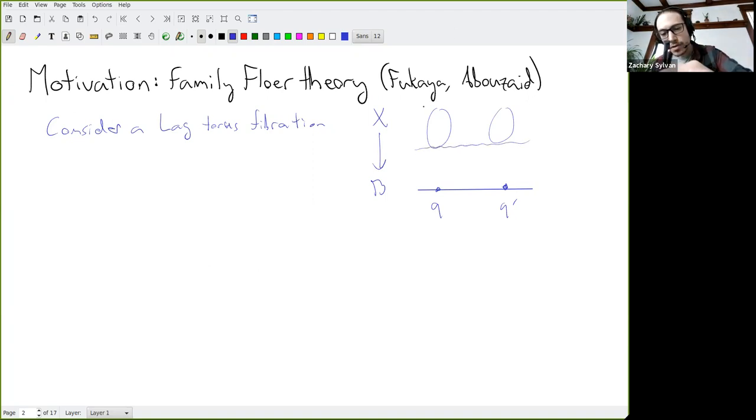Now, we have our space X. And one thing we might want to do is calculate the Floer theory of q prime in terms of the Floer theory of q. So I'm going to put some auxiliary Lagrangian L.